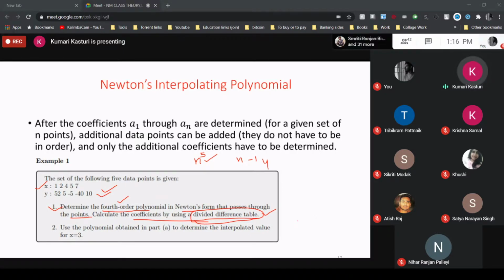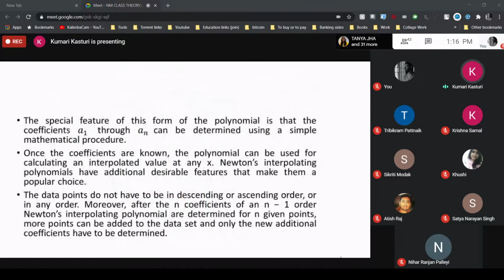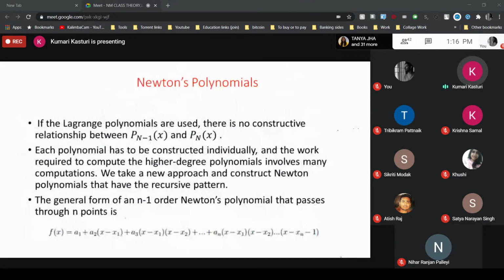Before going to the divided difference table, I want to show you one thing. This slide I have already given to you; you can refer to it. We have discussed that this is the general form of Newton's polynomial: f of x is equal to a1 plus a2 times x minus x1 plus a3 times x minus x1 into x minus x2, and so on up to the number of data points given to you.